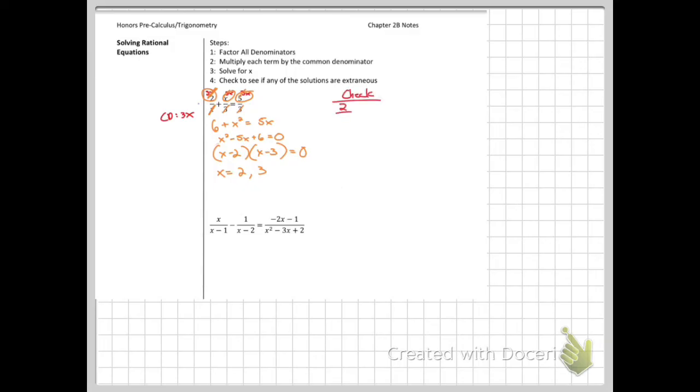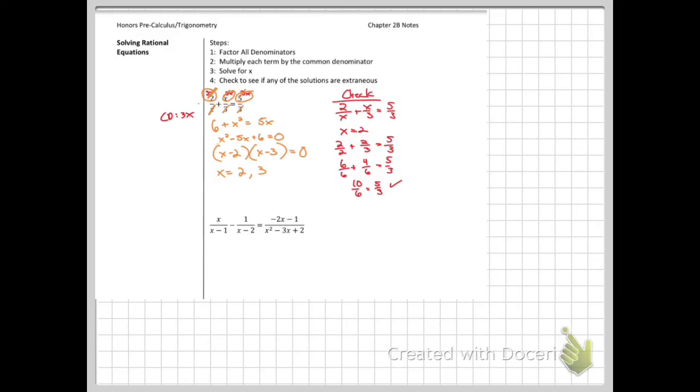Remember my equation was 2 over x plus x over 3 equals 5 over 3. Let's check x equals 2. So 2 over 2 plus 2 over 3 equals 5 over 3. So this is, well, I guess we can make a common denominator, right? Times 3, 6 over 6, plus, times 2, 4 over 6 equals 5 over 3. This is 10 over 6. And if you reduce that, you do get 5 over 3, so that's good.